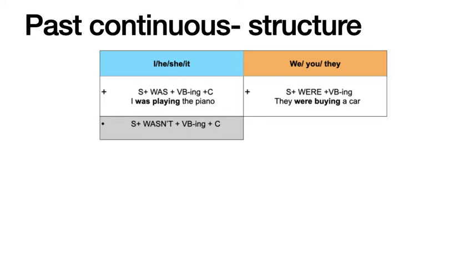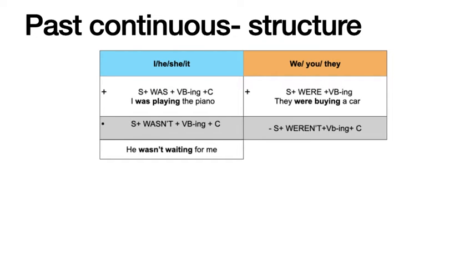In both instances, in the negative, the not will be linked to the verb to be as an auxiliary. Wasn't, weren't. As it is a continuous structure, we cannot drop the ing, so we will keep the full form of the verb all along. He wasn't waiting for me. He weren't writing a letter.